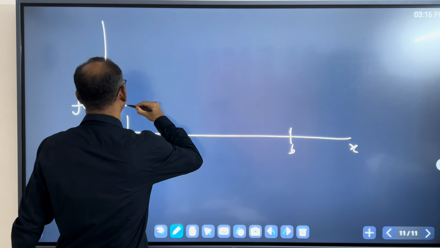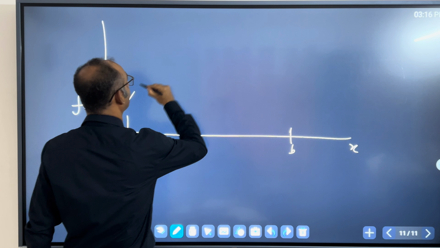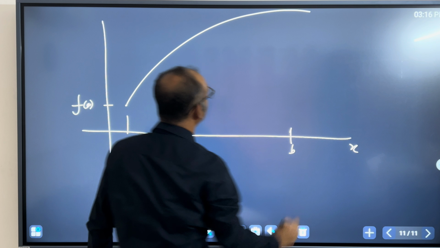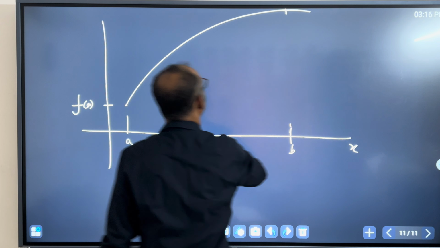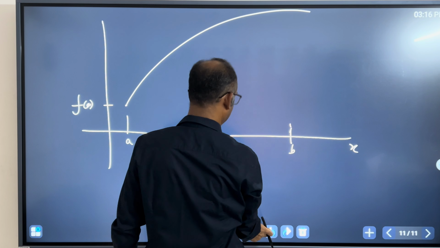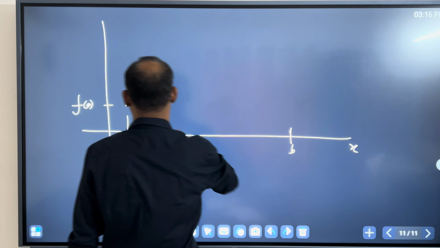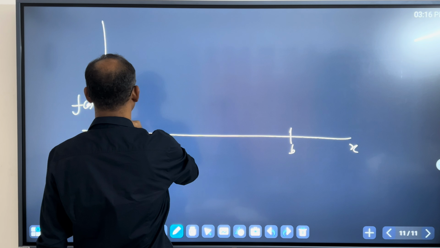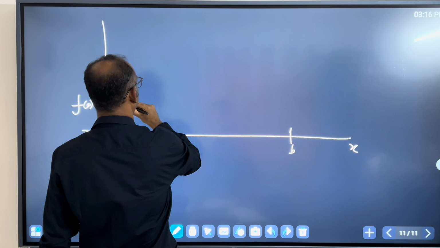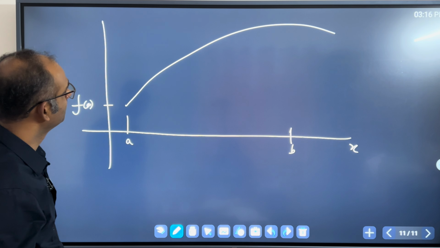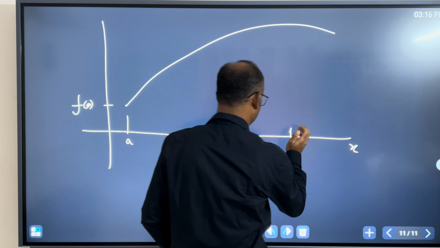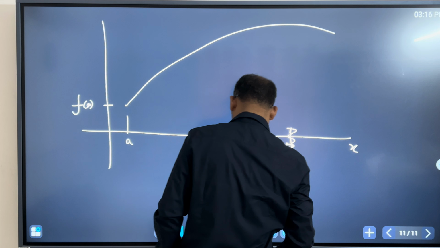And then the function goes like this, and that's B. Or even maybe a better one would be, let's say, every time I'm drawing the same thing. So let's change the point to B. That will be a better thing to do.